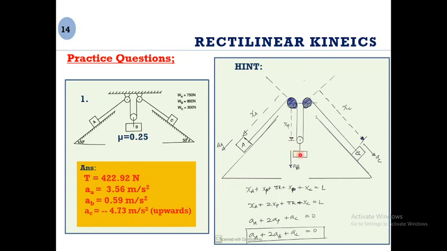However, in this case, this block and this pulley will be moving by the same distance as well as acceleration. Therefore, you will only consider the displacement up to this pulley. Second reference line will be this one, perpendicular to the string connecting block A to the pulley, and this will be displacement of XA. Similarly, third reference line will be this line, perpendicular to the string connecting block C to the pulley, and this will be XC.